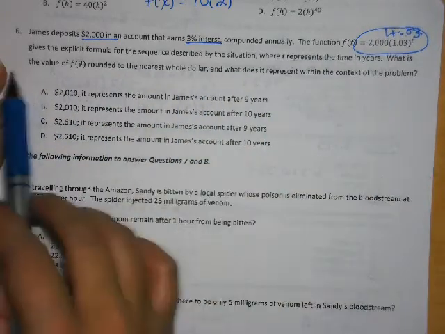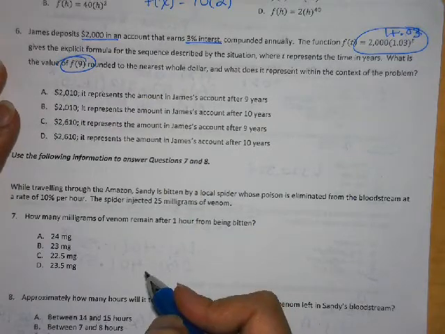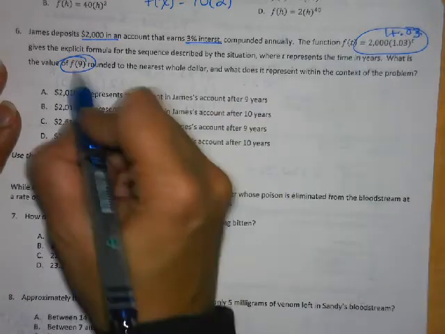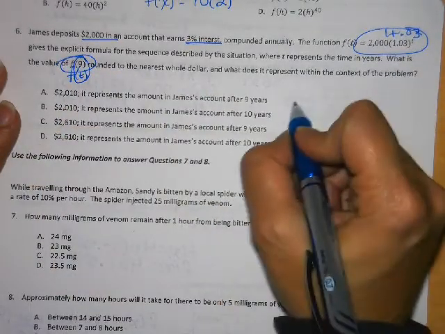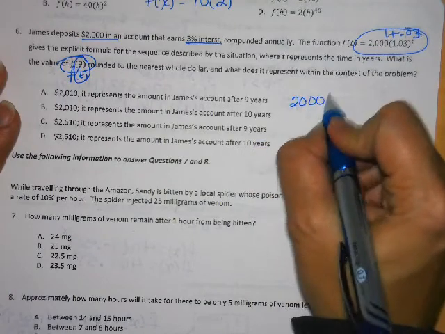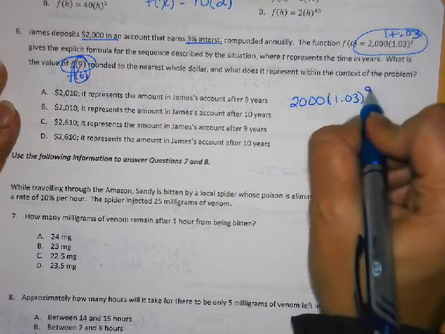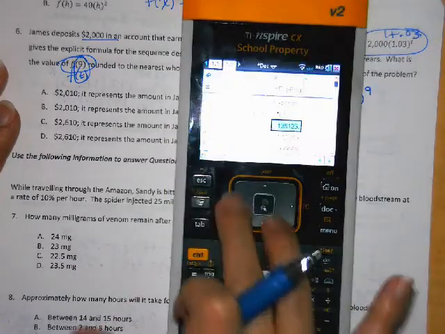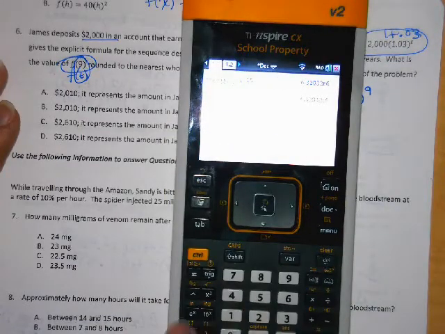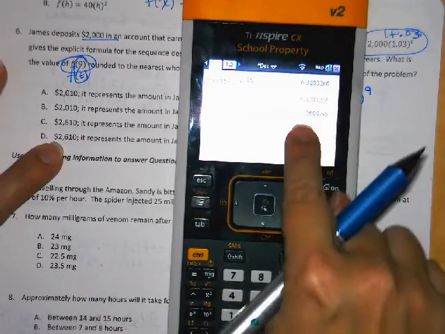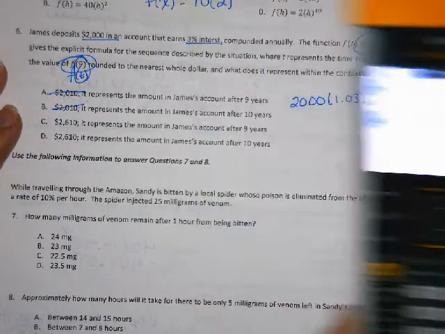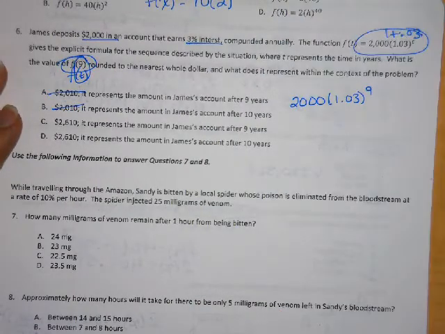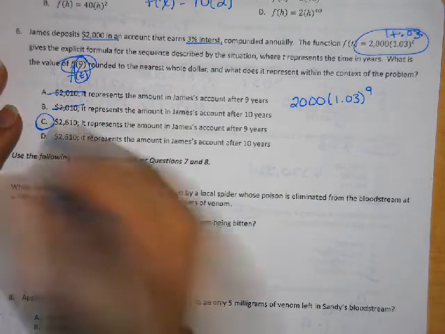T is the time in years. What is the value of f of 9? So if T is where the 9 is, that means we need to put the 9 where the T is. So we're going to use our calculator. We're going to say 2,000 times 1.03 to the 9. That's 2,609.55. So not this or this. And then let's look. It says it is the amount after 9 years, not after 10 years. We're going to go with C.